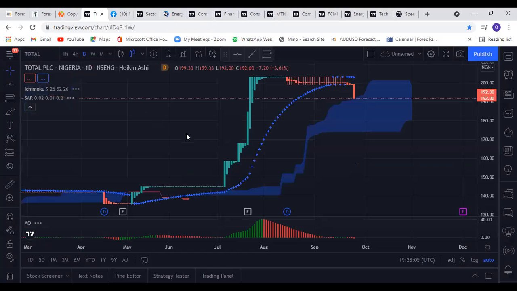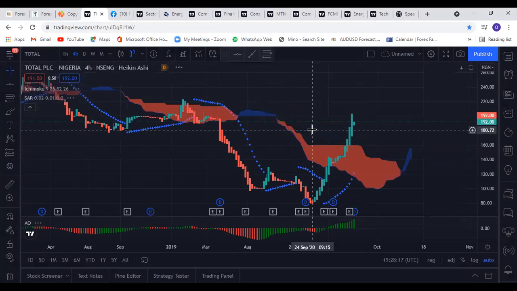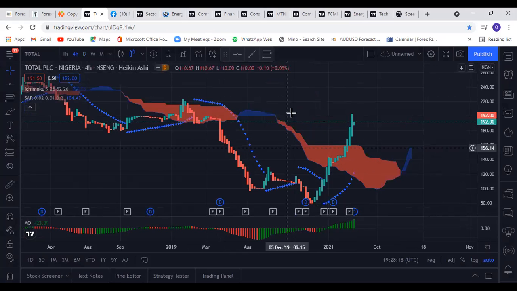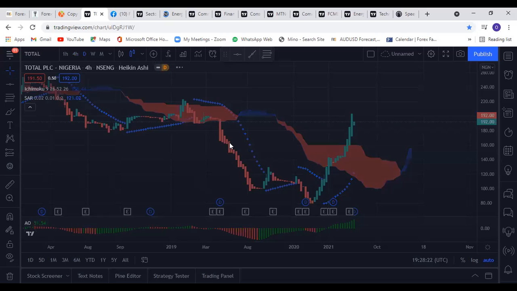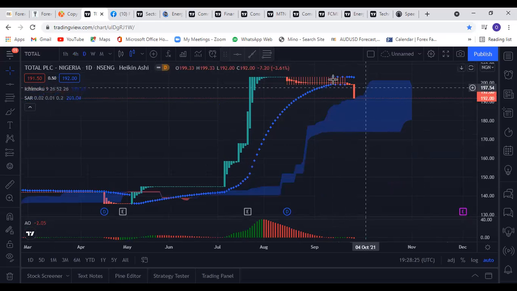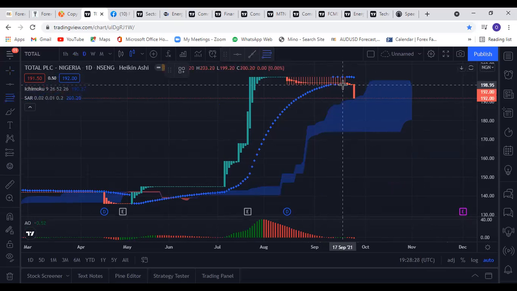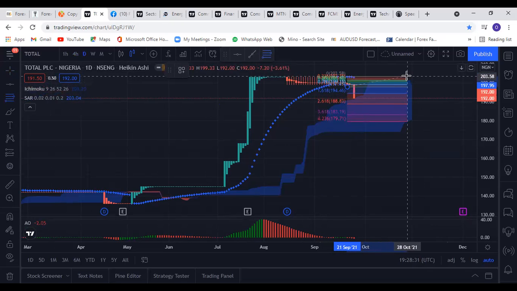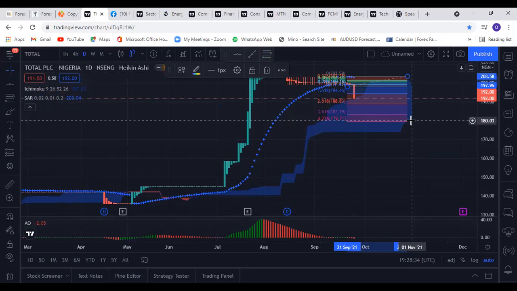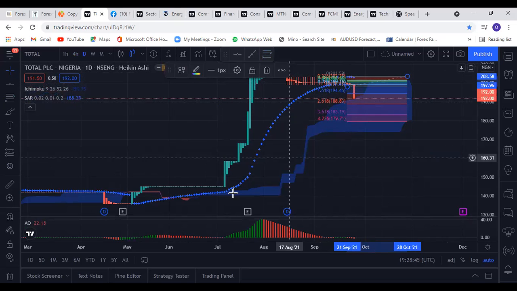Total PLC. Wow, okay, it has ranged for long. See, range for long. It's now hitting the cloud. So for you to hit the cloud like this, let me check. This is down. So let me project. Okay, you can get it around 180. It's good. 180 is very good. Or 183 around this price. But this reaction is strong.